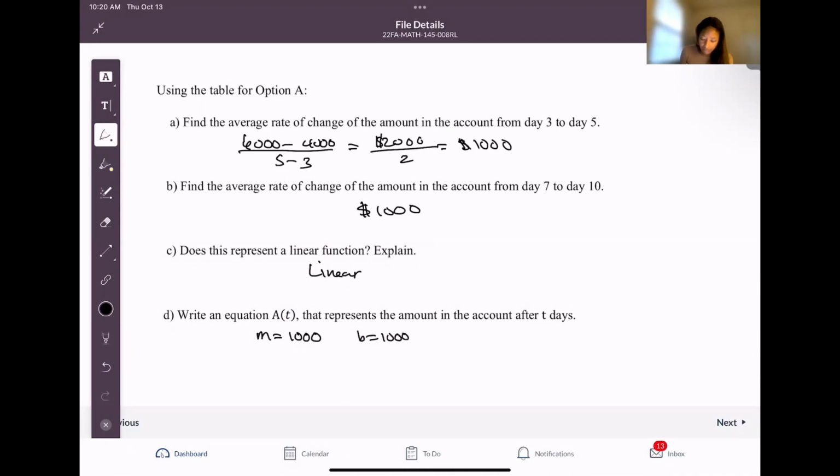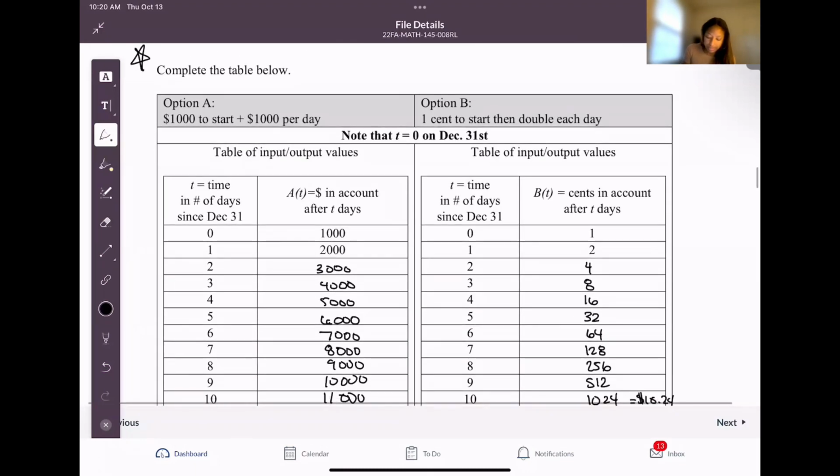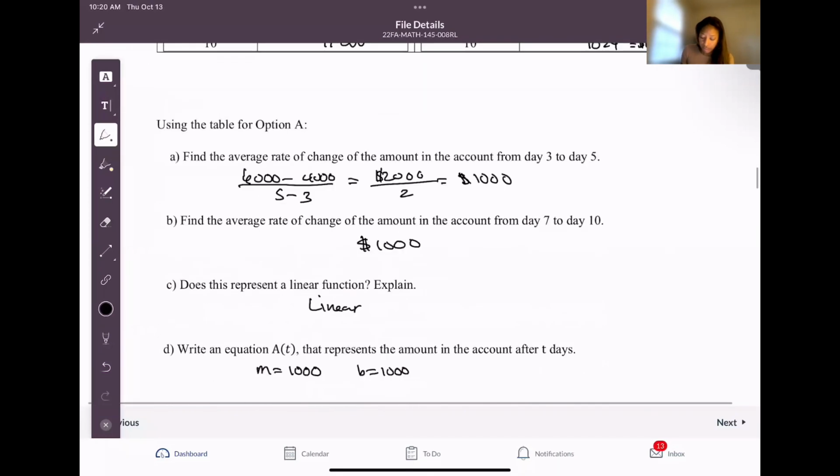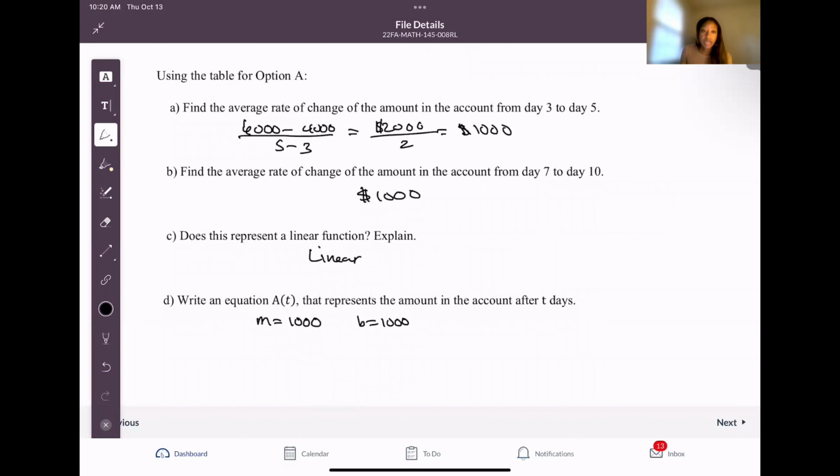And if we put this together, let me scroll back up. That's given to us in the table as well. So if we put those two things together, for option A, the linear function, we're calling it A of t. A of t would be 1,000t plus 1,000, where t is the number of days after you started the account, I should say.